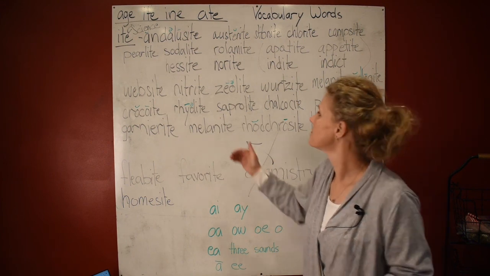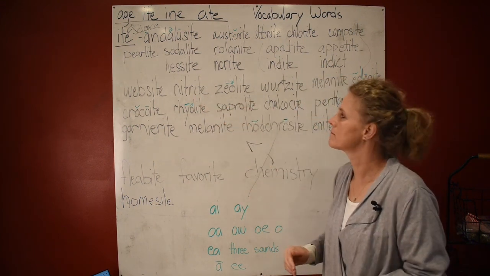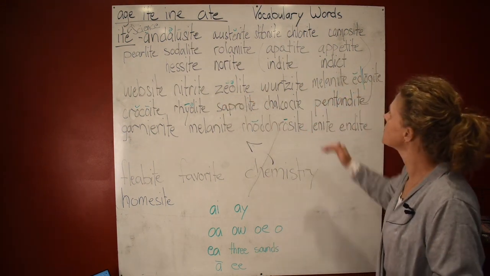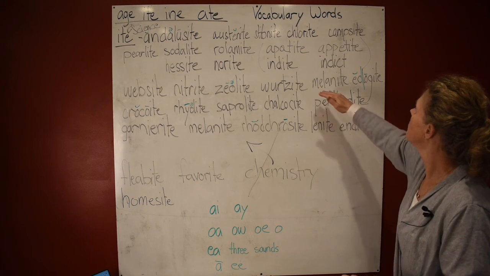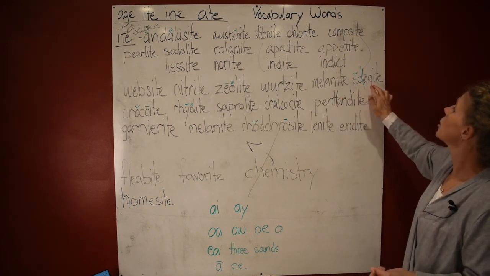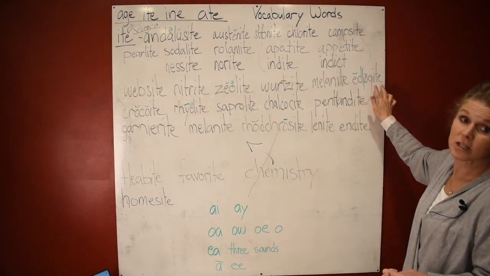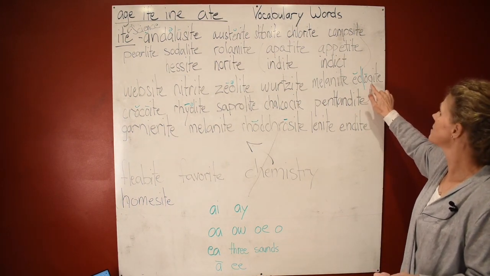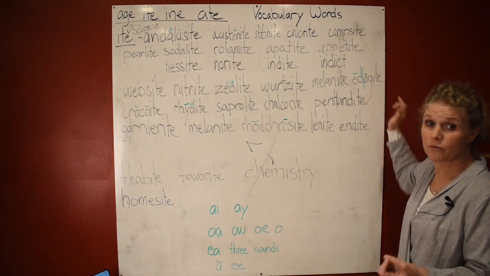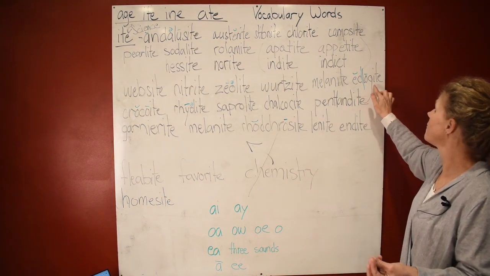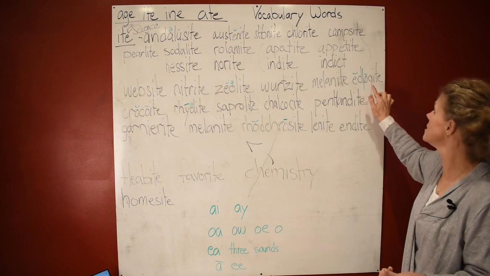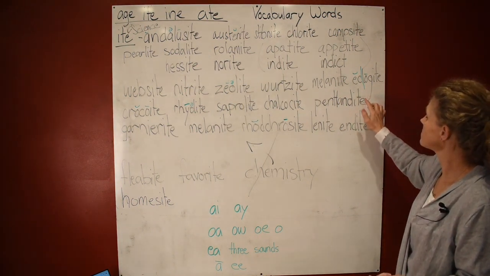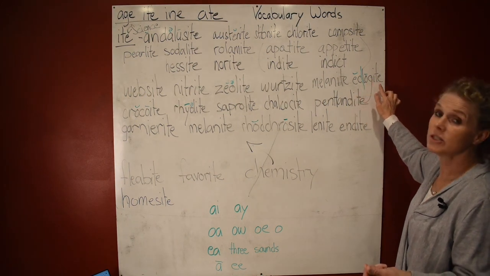Nitrite. How about this one? Zeolite. Does that make sense? Wartzite, melanite, eclogite, right? Remember, we don't say gite because this is an E, I, or Y. So if you have an E, I, or Y followed by a G or a C, it's going to change this sound. It moves the G to a J. Eclogite.